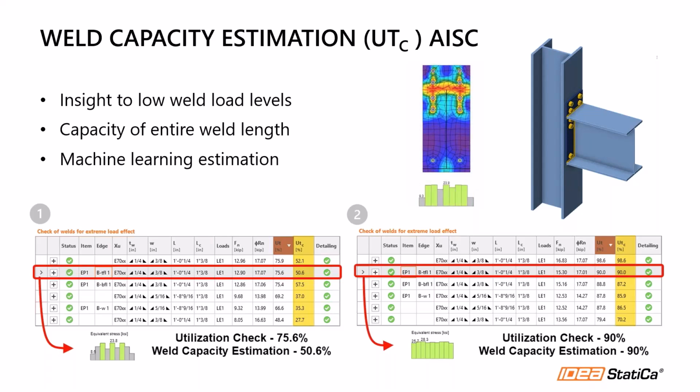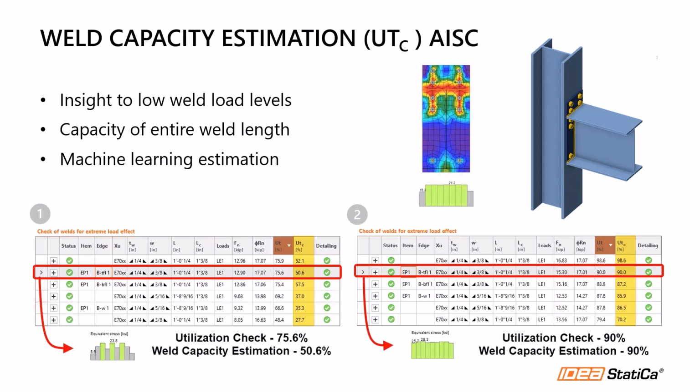This new feature is already available within version 24.1, as mentioned, and will always be a part of your results for the weld checks. As you can see, you not only have your regular utilization check, your UT, but you will now have UTC, which will be the weld capacity estimation.